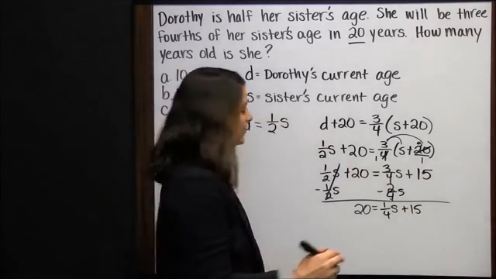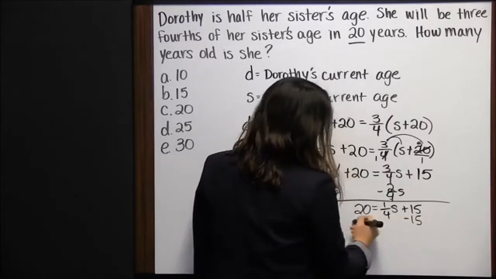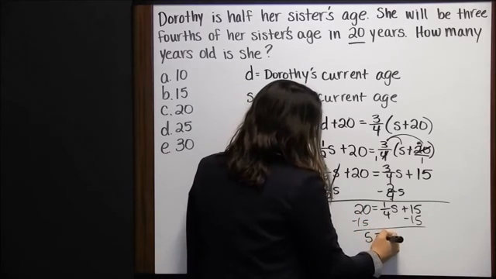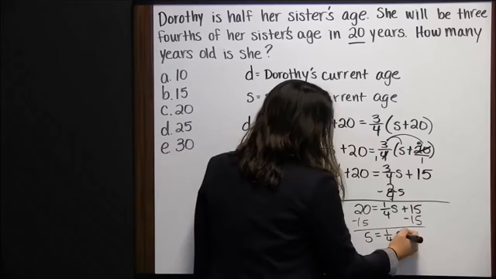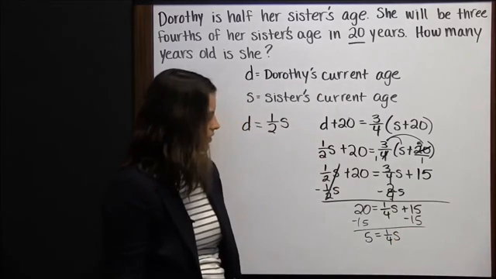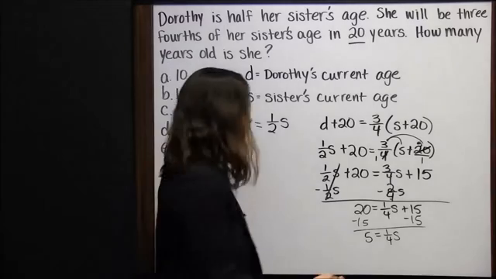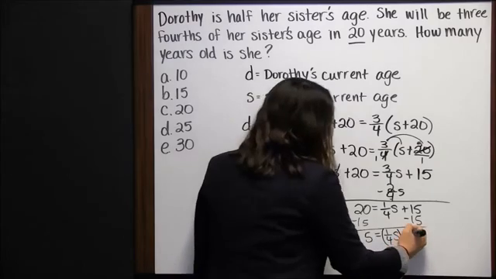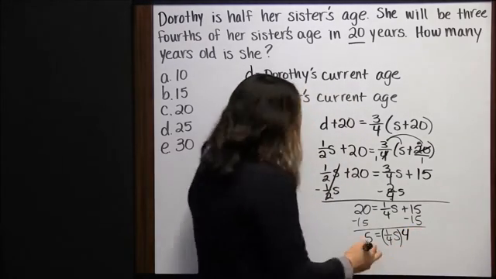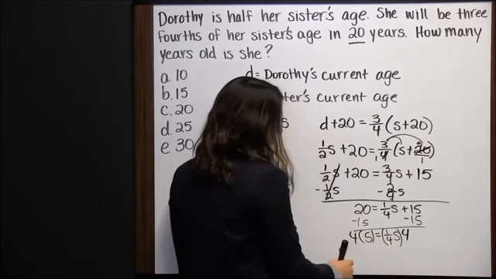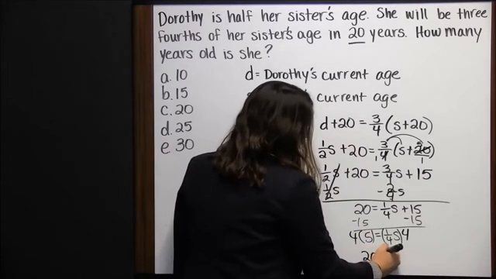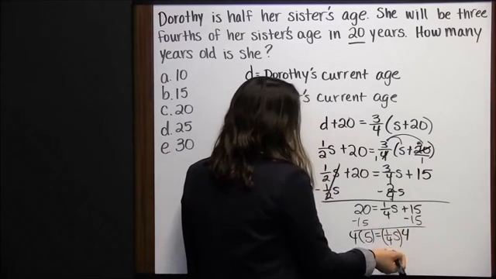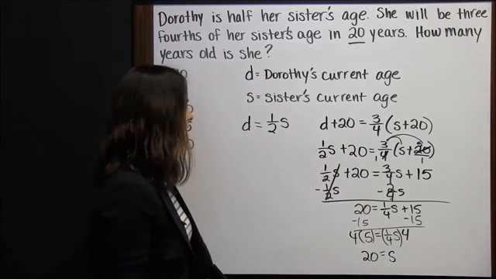Next, I need to subtract 15 from both sides. 20 minus 15 is 5, and 5 is a fourth of the sister's age. So finally, I need to multiply both sides by the multiplicative inverse of a fourth, which is 4 over 1, or just 4. So multiply both sides by 4. 4 times 5 is 20, and 20 is her sister's age. A fourth of 4 is 1. So we're left with S, the sister's age.